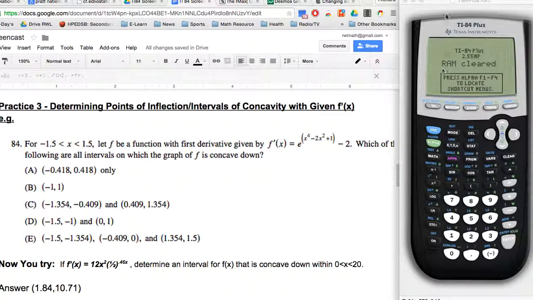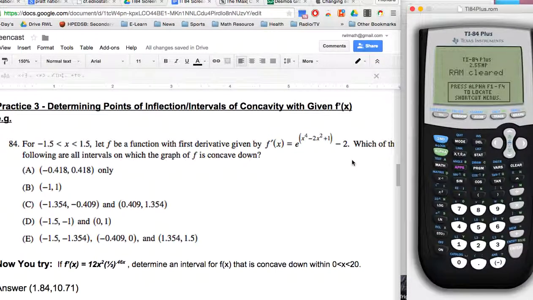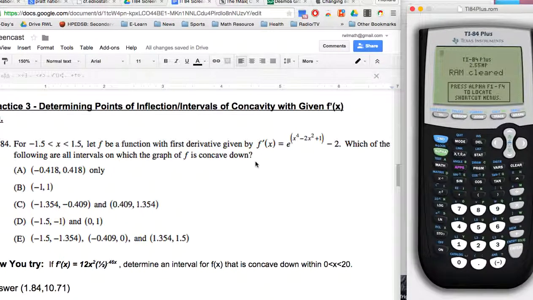And what we need to do is find which of the following are all intervals on which the graph of f prime is concave down. Okay, concave down. So what I need to do is look at the first derivative. What tells me the concavity? Well, the derivative of the derivative, or the second derivative. And I might want to look at this in a table to see where the signs change, things like that.